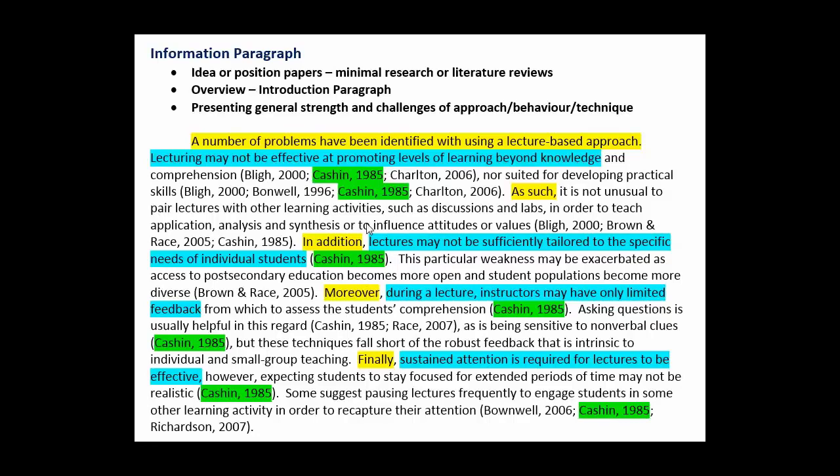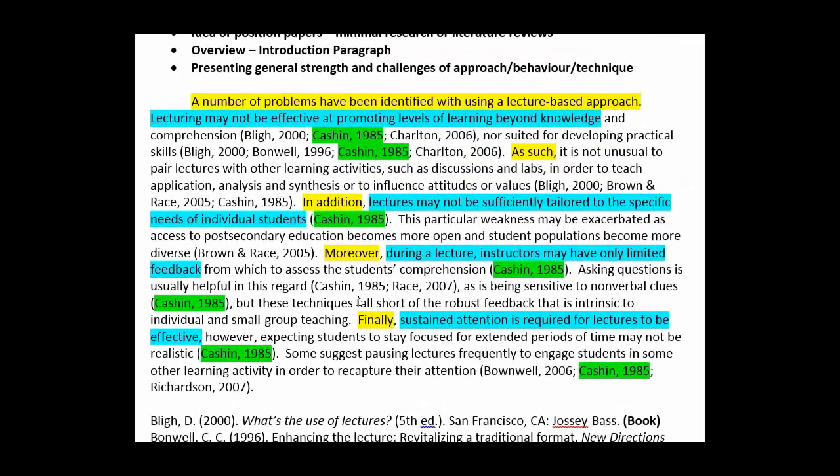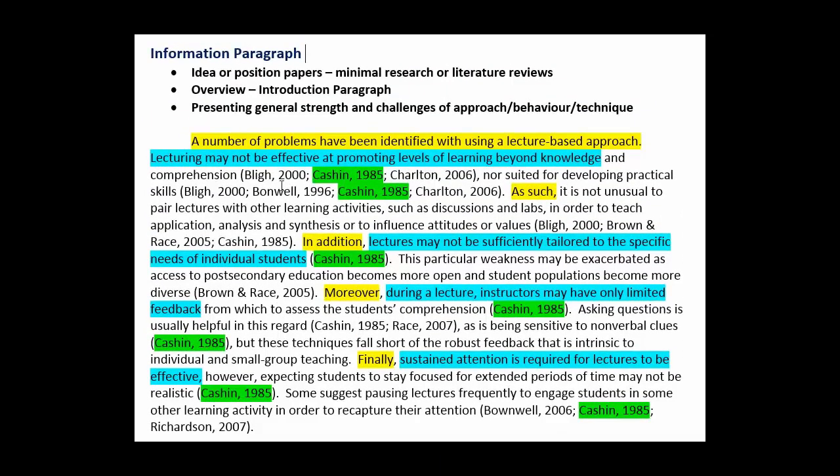It is position papers, and indeed, I will scroll down here. When I look at the actual authors, the first one is a book, and the remaining ones are actually idea papers. They're not research papers. So this is a general overview about the challenges or problems with a lecture-based approach. It may not have been the sole focus of the paper, but it's an introduction about problems with a lecture-based approach. If there isn't specific research on that and only position papers, this is the kind of paragraph that you would include.